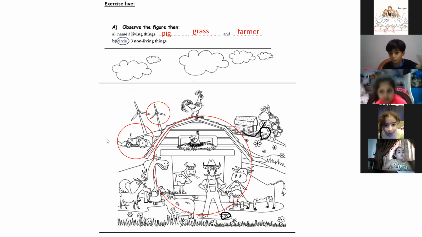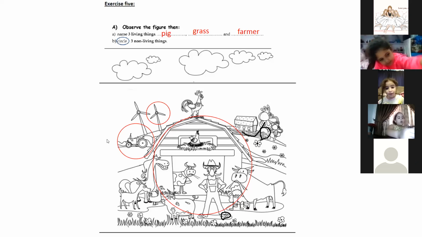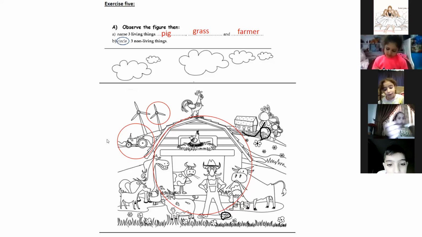So you can write something else. It's not only mine. Mahmoud, what are the three living things that you wrote? The chicken, the farmer, and the animal. Okay, but the chicken is also an animal.